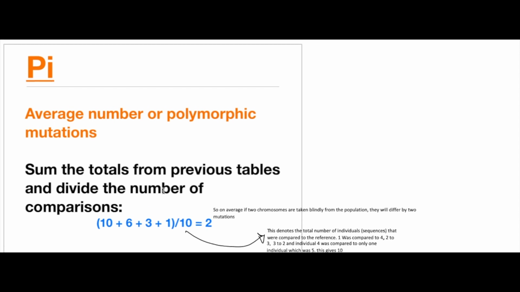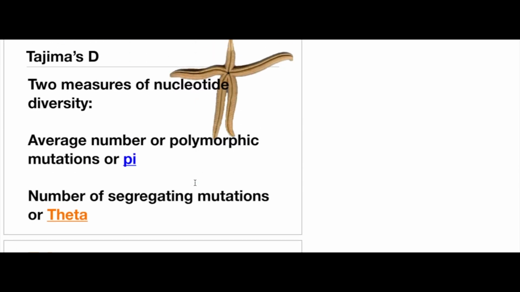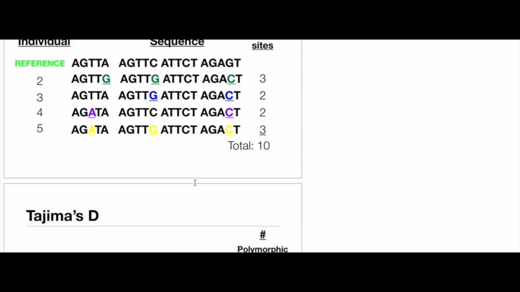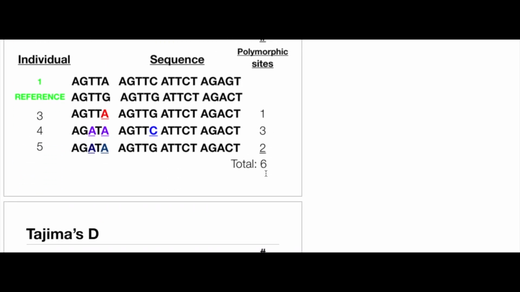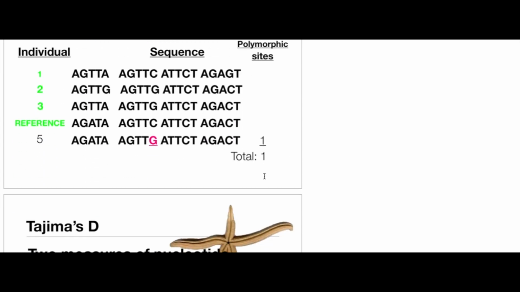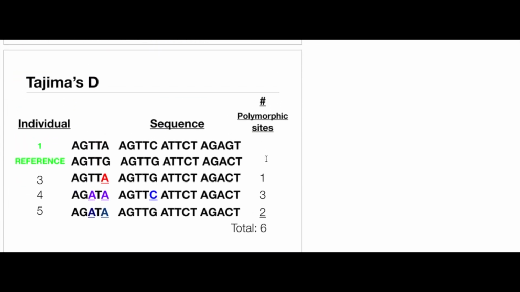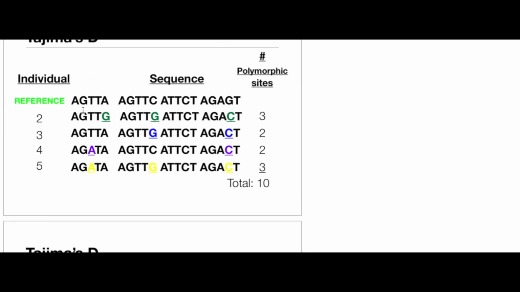We know that with our first individual, we had 10 as the total number of polymorphic sites. In the second example, we found 6. In the third example, we found 3. In the fourth, we found 1. Let me just remind you of those numbers: 10, 6, 3, and 1. To find those numbers, all you have to do is use the first individual as a reference. You compare the second to the first, third to the first, fourth to the first, and fifth to the first. Then you move on and make the second individual the reference. Then you compare third to the second, fourth to the second, fifth to the second, and so on.